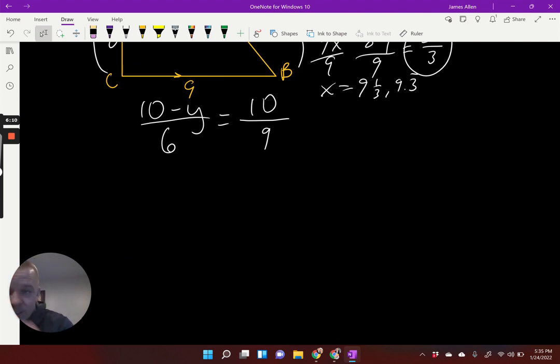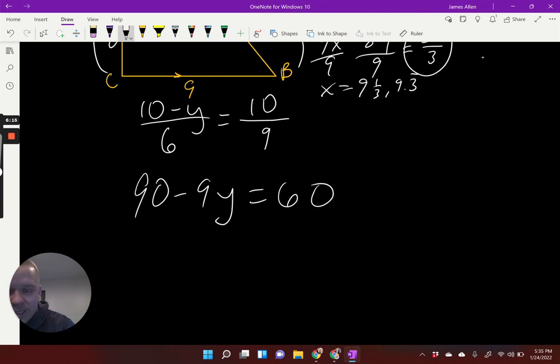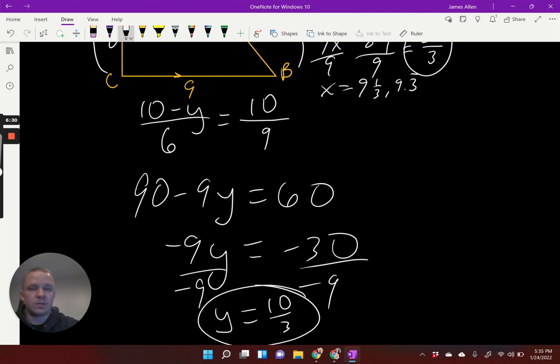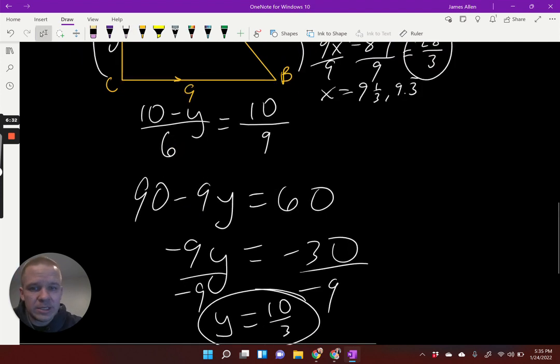So no simplifications here, but I'll have 90 minus 9Y equals 60. So negative 9Y equals negative 30. And then we're going to go ahead and divide by negative 9. And I'll get Y equals, they're both divisible by 3, so it'll be 10 over 3, so 10 thirds. Boom. So that would be my DC.